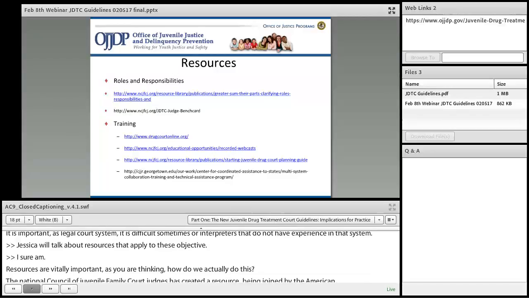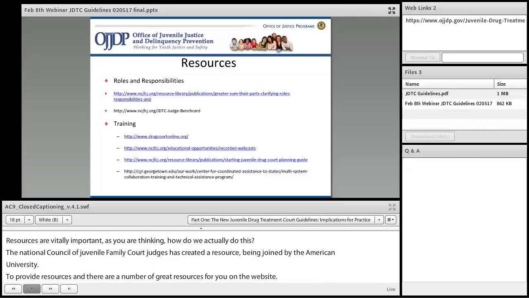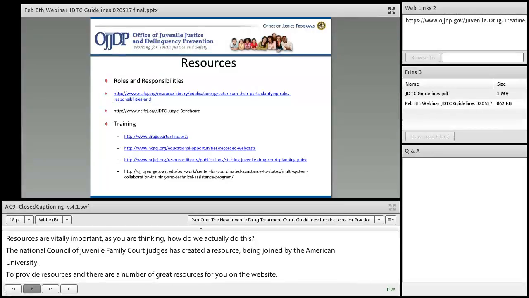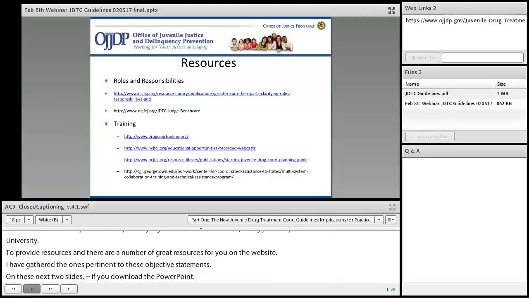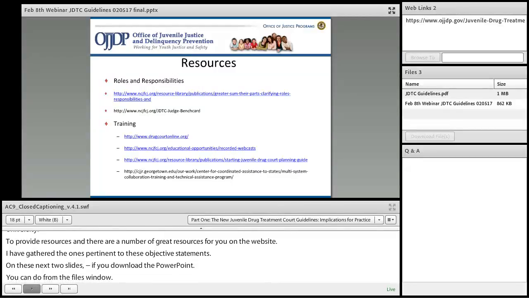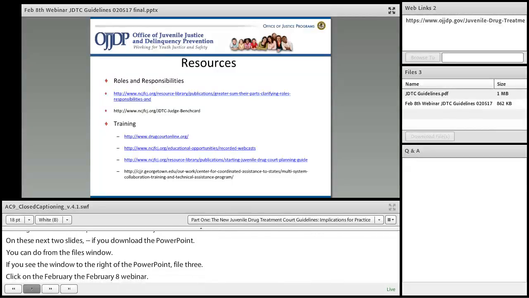I've gathered the ones that are pertinent to each of these objective statements on these next two slides. If you download the PowerPoint, which you can do from the Files window to the right of the PowerPoint that says Files 3, you will click on the February 8th webinar, JDTC Guidelines, and then click Download File at the bottom of the window. That will download this PowerPoint, so you'll have access to these things.